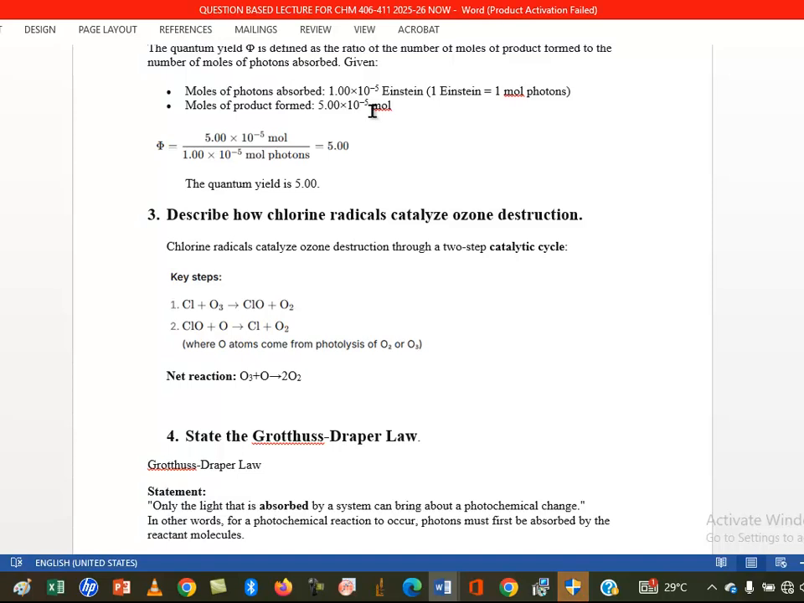Last but not the least, state the Grotthuss-Draper law. The Grotthuss-Draper law simply states that only the light that is absorbed by a system can bring about a photochemical change. That is all. So if you wish, you can go ahead to explain.